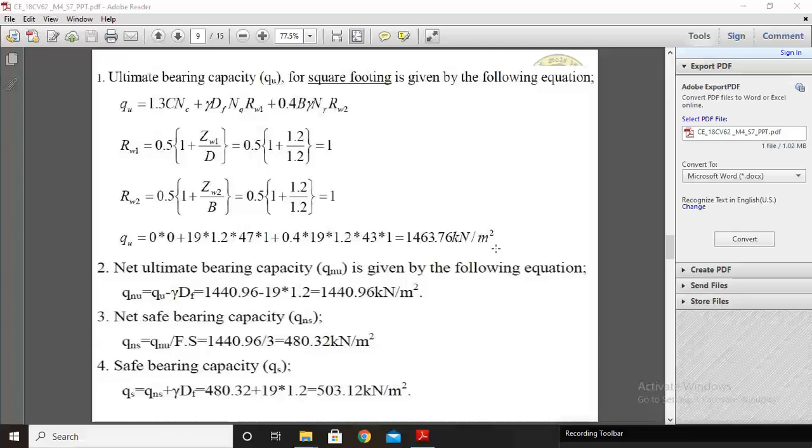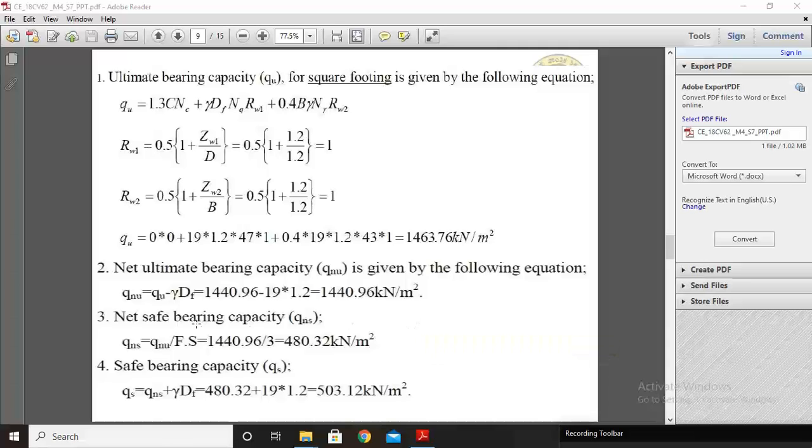So the next step, net ultimate bearing capacity is given by the following equation, that is Qnu equals Qu minus gamma into Df. Here substitute the values. Qu is 1463.76, confirm this answer, okay. Qu minus gamma is 19 into Df is 1.2. The answer is 1440.96 kilonewton per meter square, okay. So this value should be substituted here, okay. A slight mistake, no problem, okay.